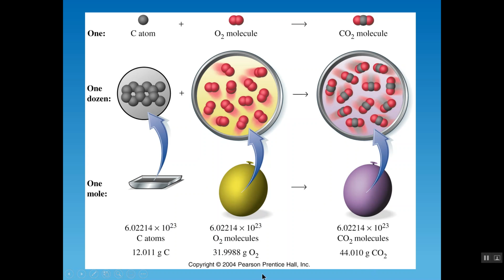So the point being made here is that even though the number of moles of each of these substances, the reactants and products, is the same in each case, that does not necessarily mean that the masses would be the same, right? The mass of 1 mole of carbon would be different compared to the mass of 1 mole of oxygen, which would be different compared to the mass of 1 mole of carbon dioxide, all right?